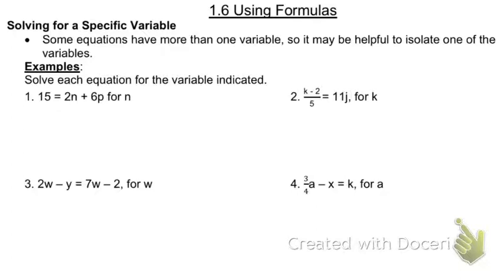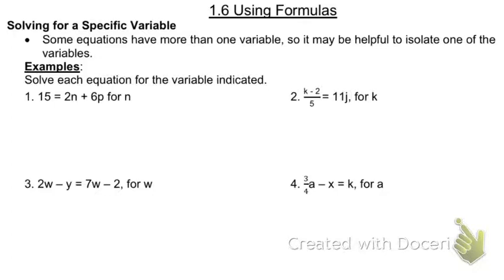Now we're going to solve these equations very similarly to how we would solve a normal equation in algebra. For example, number 1, 15 equals 2n plus 6p. There's two different variables here. What variables do we see? N and p. Awesome.